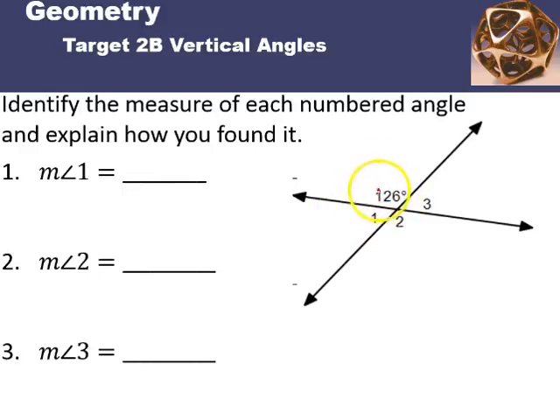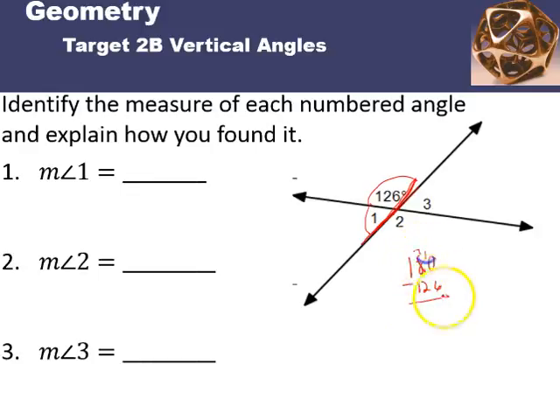So I know that this angle is 126. Okay, and I need to find angle 1. So angle 1 and 126 are right next to each other. And in fact, if I look at it, this plus this make a straight line. So this is a linear pair. Okay, and remember linear pairs are supplementary, which is just a fancy word for saying they add up to 180. So to find angle 1, I'm going to say 180 minus 126.